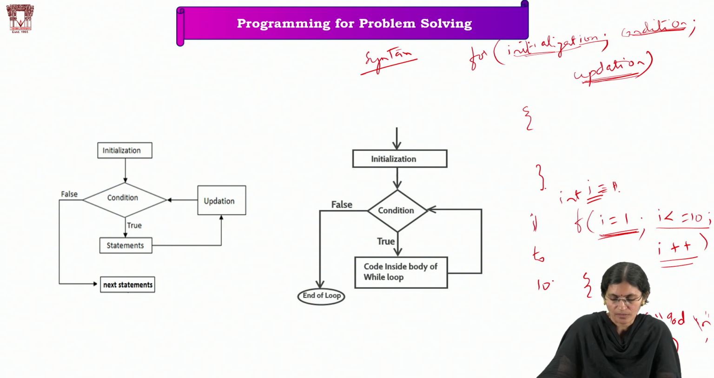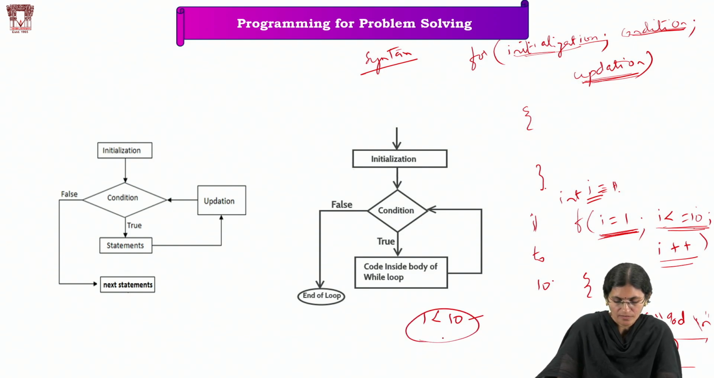So in order to print the numbers from 1 to 10, we can write the printf statement inside the for loop. I will start from 1, so this statement is executed first. After that, this condition is checked. Since 1 is less than 10, it evaluates to true.